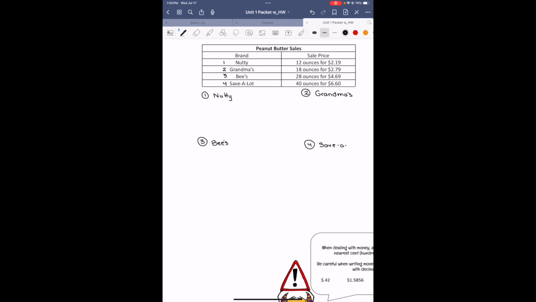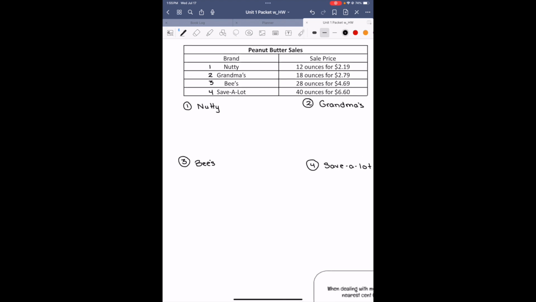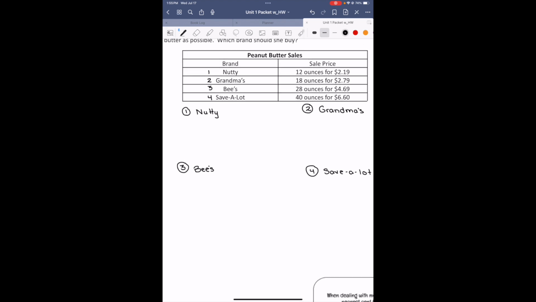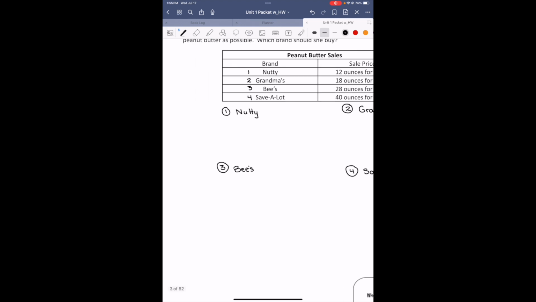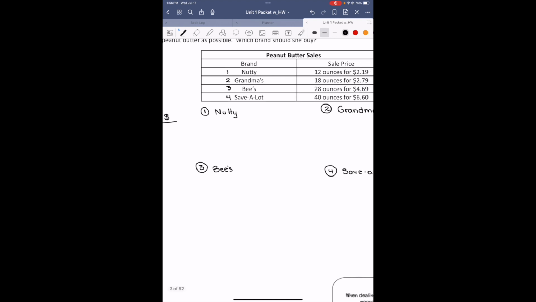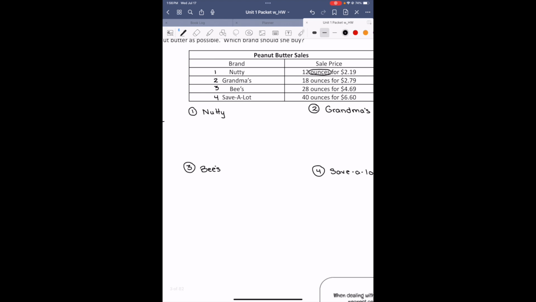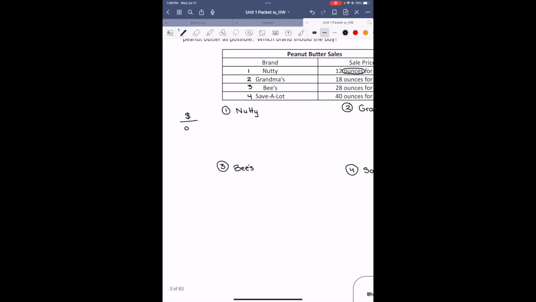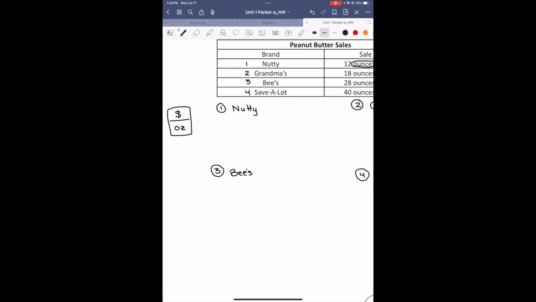Now notice that I am prepping my paper for the problem that I'm doing. This organization is extremely helpful and makes it a lot easier for you to follow your work when you're going through and solving your problems. Okay, so the Nutty brand. Remember that when we're doing better buy, we always have money divided by what we're finding. So in this case, it's talking about ounces. So this would be money per ounces. And ounces is written as OZ. So we want to know how much they're going to charge you for 1 ounce.